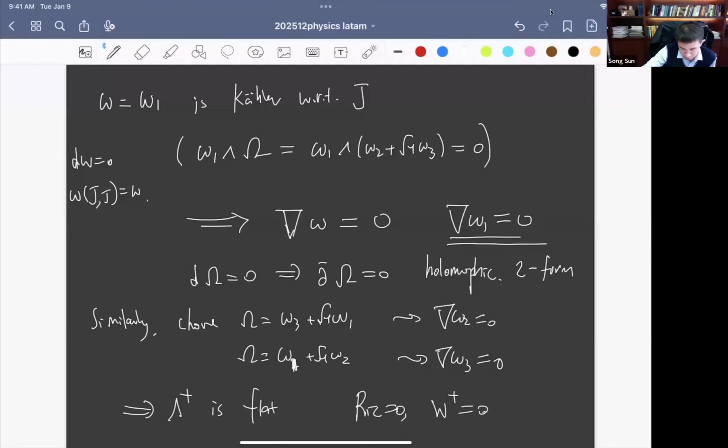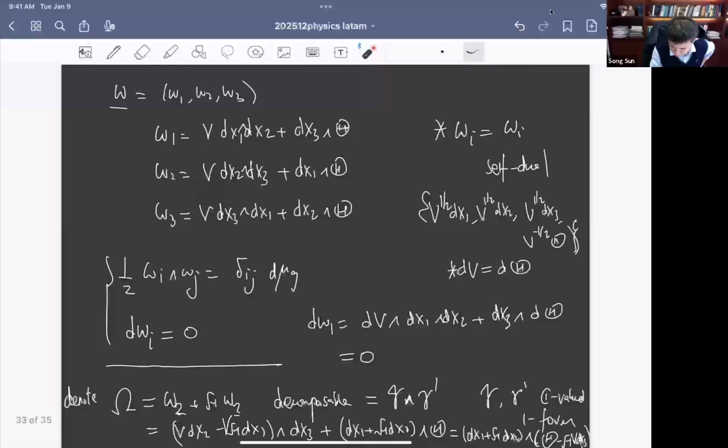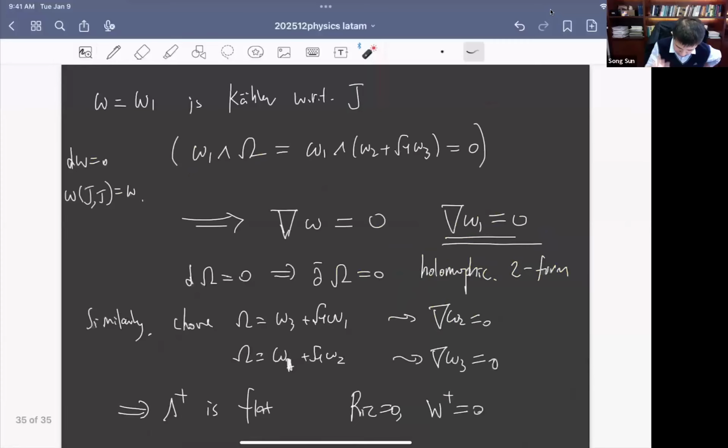For this we only use the fact that these forms are self-dual with respect to the metric. So this sense has to be justified. I would probably only do it next time. But for this particular Gibbons-Hawking ansatz, I think we have all the details. Okay. The point is that we have this mechanism.